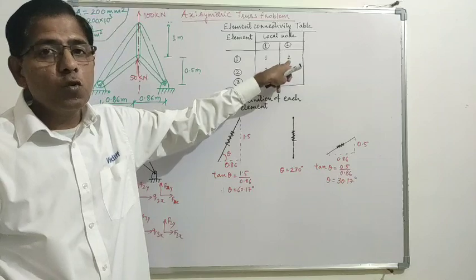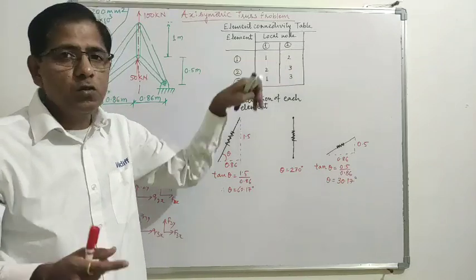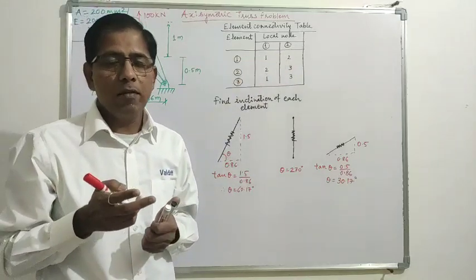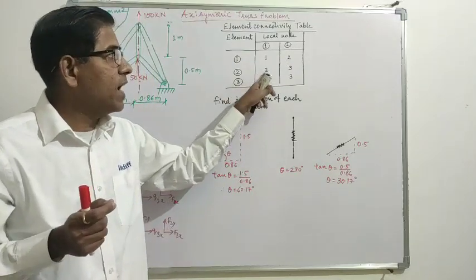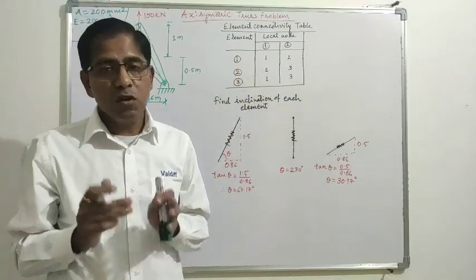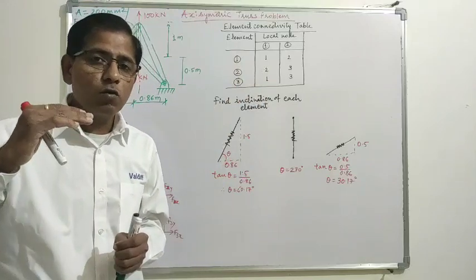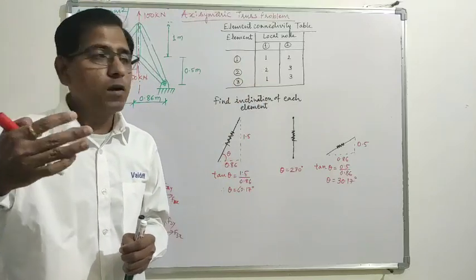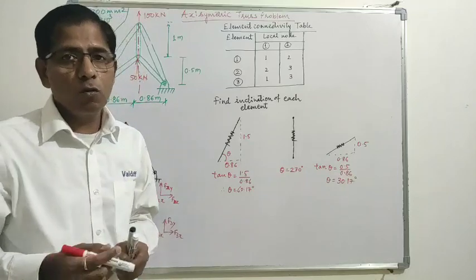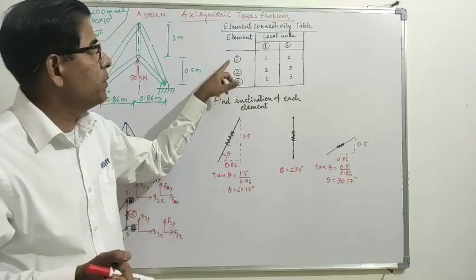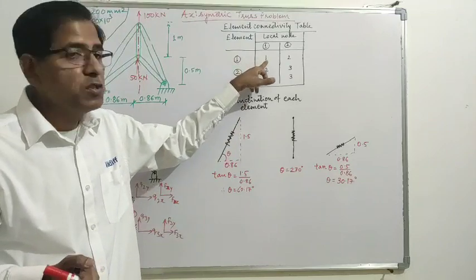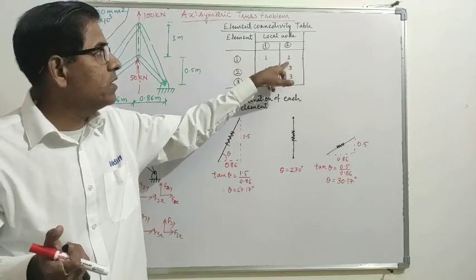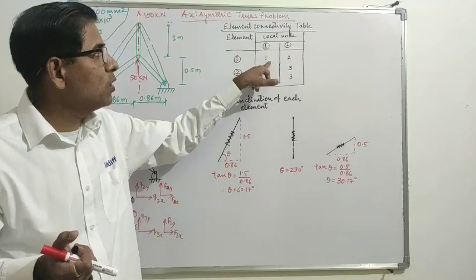So एलिमेंट जो दो नोड से मिलके बना हुआ है उसमें से जो छोटा वाला नंबर है, that will be considered as first local node, और दो में से जो बड़ा वाला नंबर है वो second local node करके consider होता है. So element number 1 is made up of node number 1 and 2. So out of which 1 is smaller, 2 is bigger, that is why 1 is first local node and 2 is second local node.